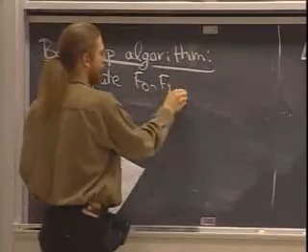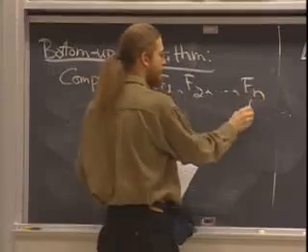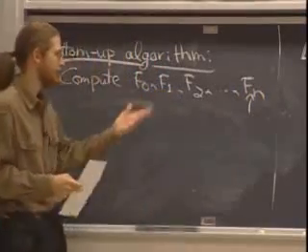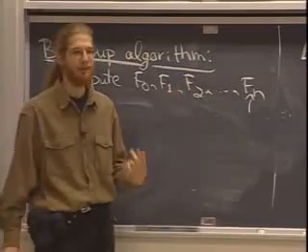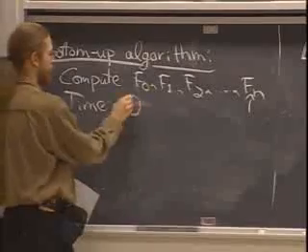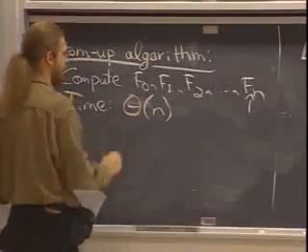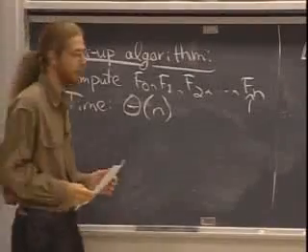So no big surprise. You compute the Fibonacci numbers in order. And each time, when you compute Fibonacci of n, let's say, you have already computed the previous two. You add them together. It takes constant time. So the running time here is linear. Linear in n. N is our input. Great. Is that the best we can do? No.